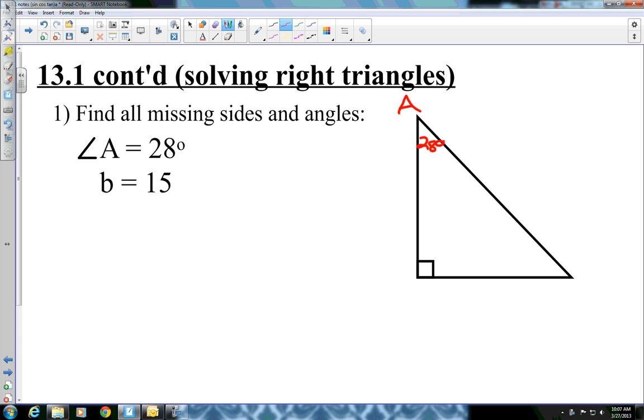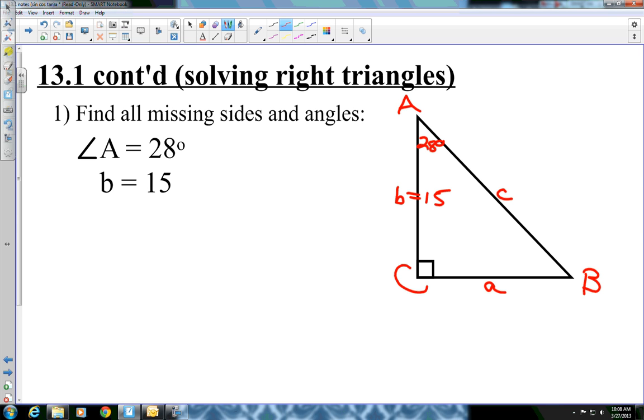Opposite angle A is side little a. So that means my other acute angle has to be capital B. And opposite capital B is little b, which is 15. So there's my given information. I need to also find the length of side C. Now I'm going to label the right angle capital C. That's always the right angle. You don't have to solve that one because we know these are all right triangles. Okay? So we need to find the other missing parts.